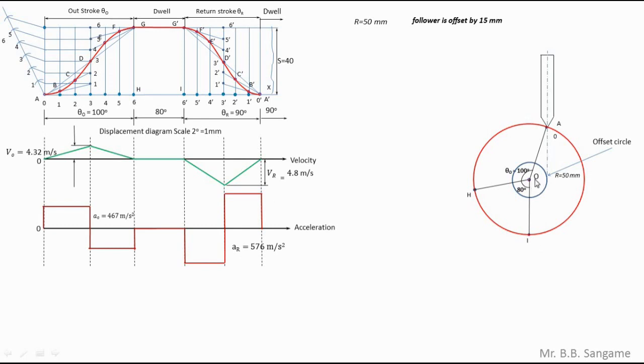From this point, from O to I, I am going to measure an angle of 90 degrees for the return stroke. It will end somewhere here. So this is the angle of 90 degrees, and this is the point A dash where the return stroke ends, and the remaining part is the dwell part of magnitude 90 degrees.